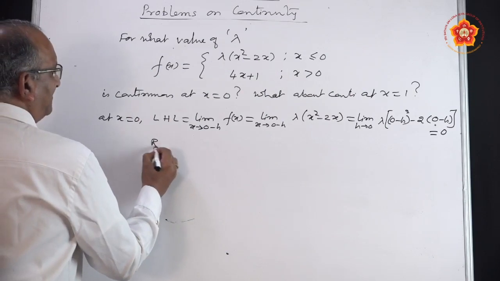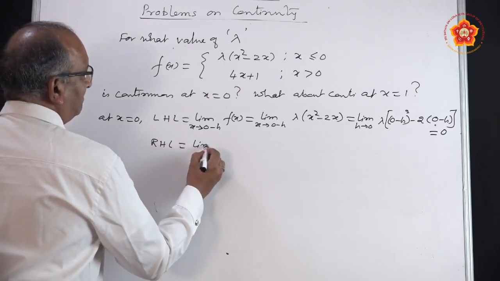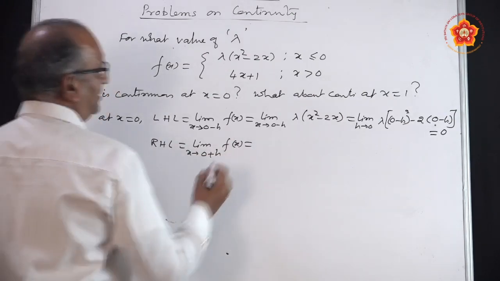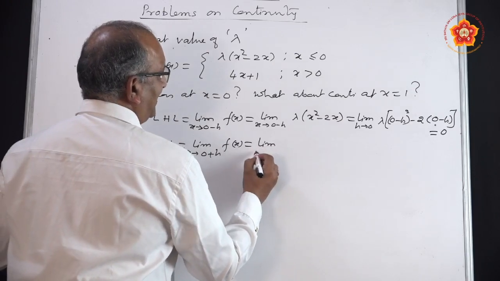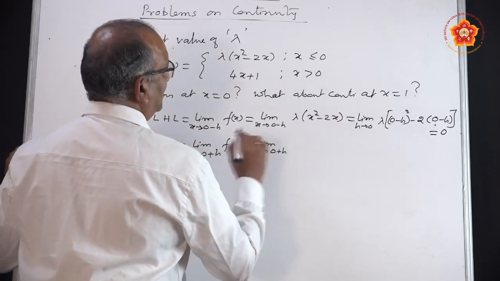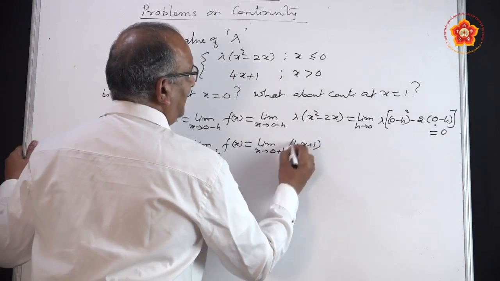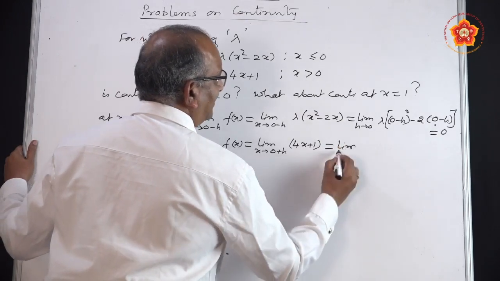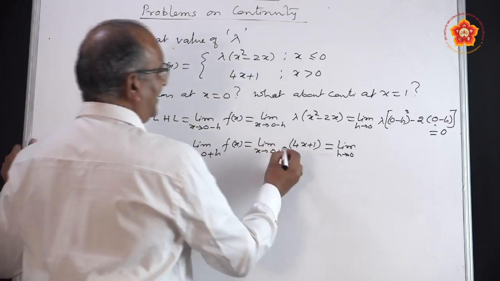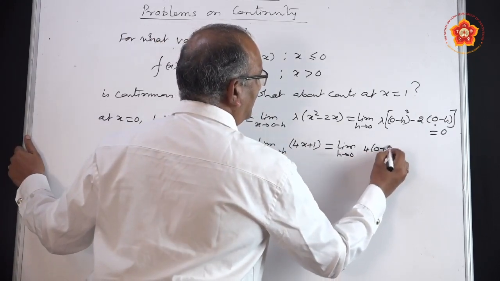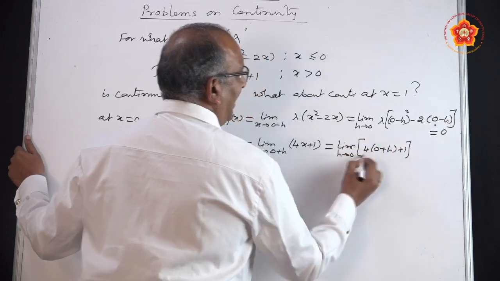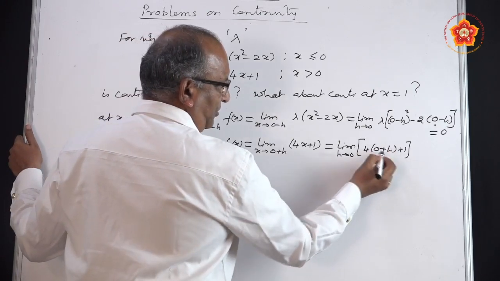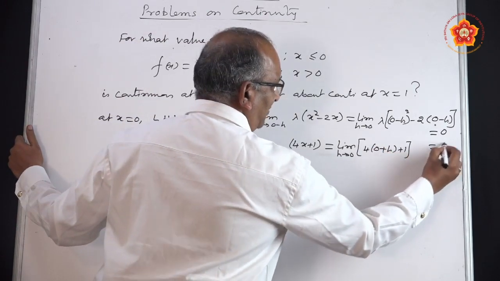Come to right hand limit. If x is more than 0, the function is 4x plus 1. So we say limit x tending to 0 plus h of 4x plus 1 and proceed. Limit h tending to 0. Wherever x is there, write 0 plus h. So it is 4 into 0 plus h plus 1 and then proceed to the limits. When you proceed to the limits, h tending to 0, this whole thing becomes 0, the answer is 1.